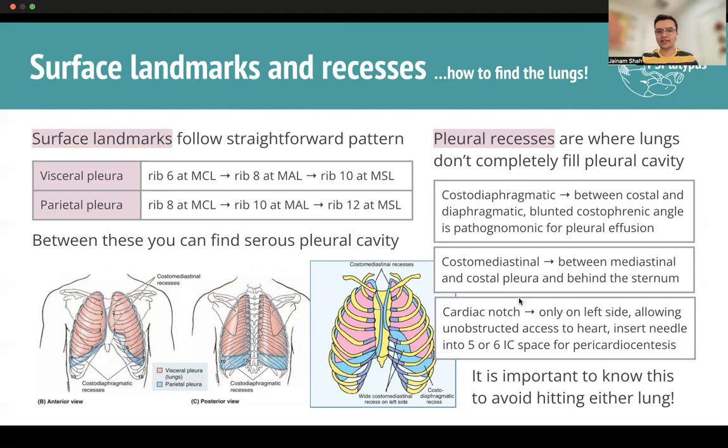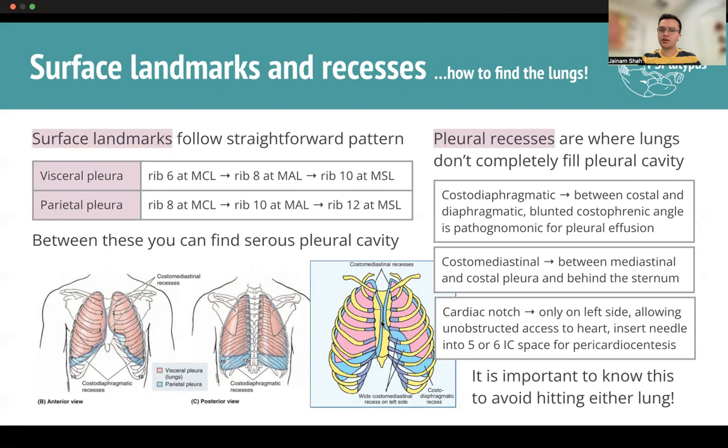Costomediastinal is sort of less important. You can see that on the left and right-hand side, on the mediastinal surfaces, you've got little, I guess, thin strips where the pleural cavity is not completely filled up. So you can see that it's highlighted in the blue. It's between the mediastinal and costal pleura.